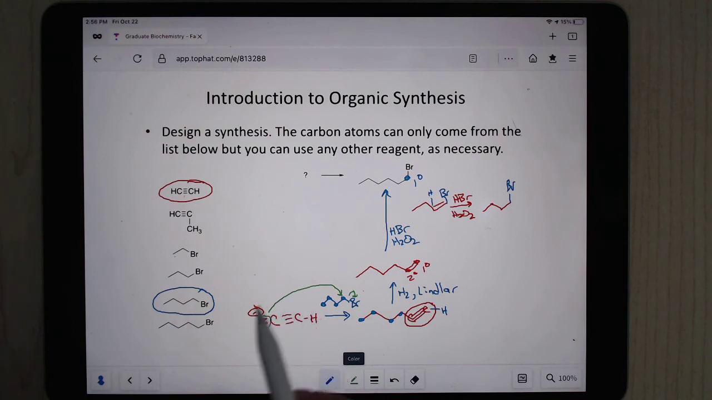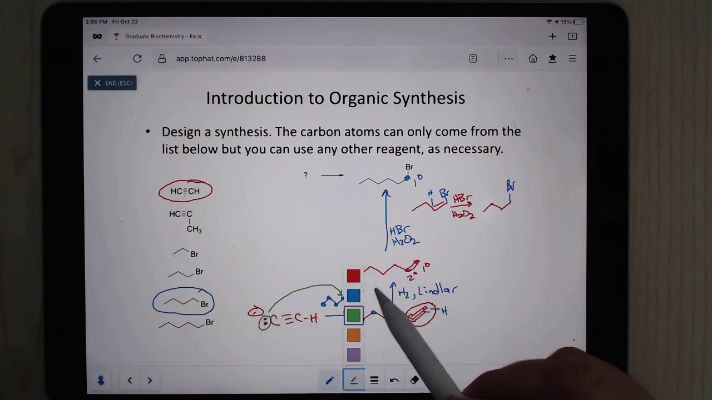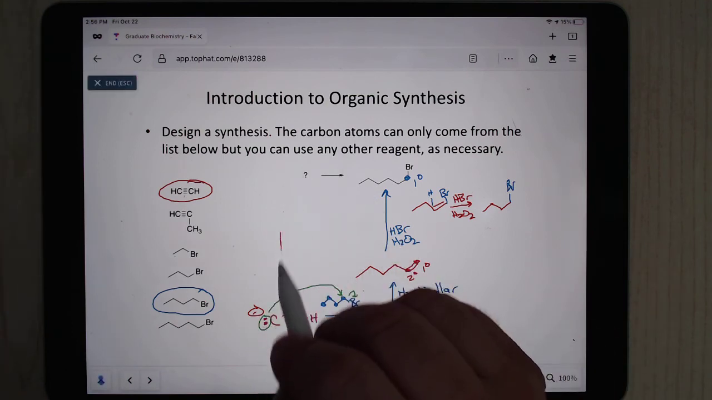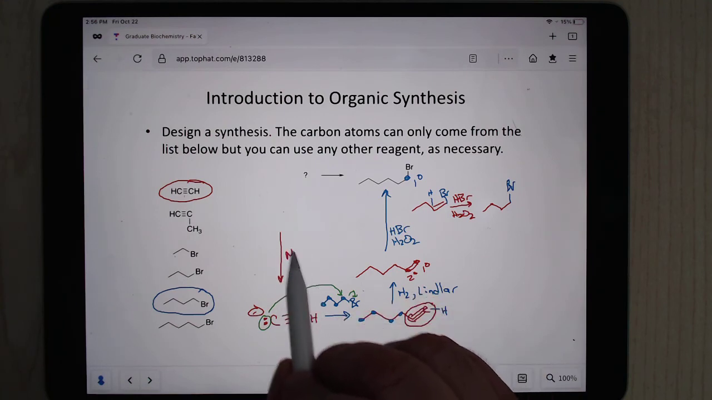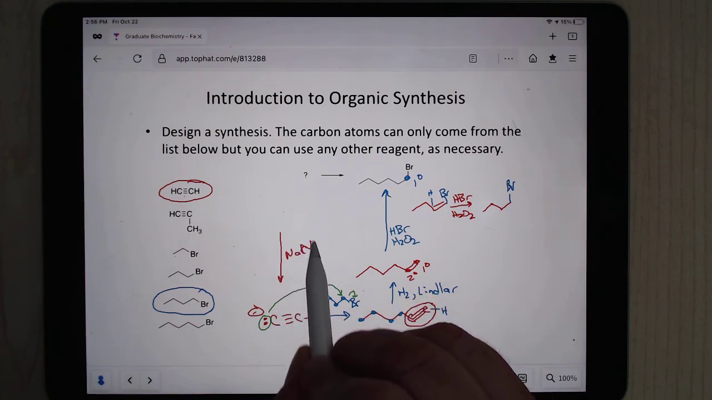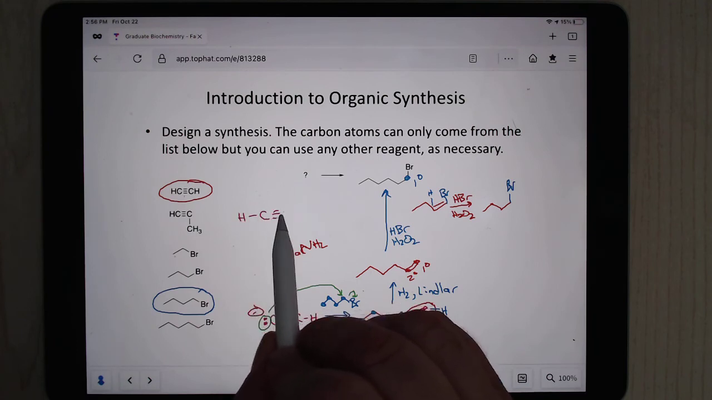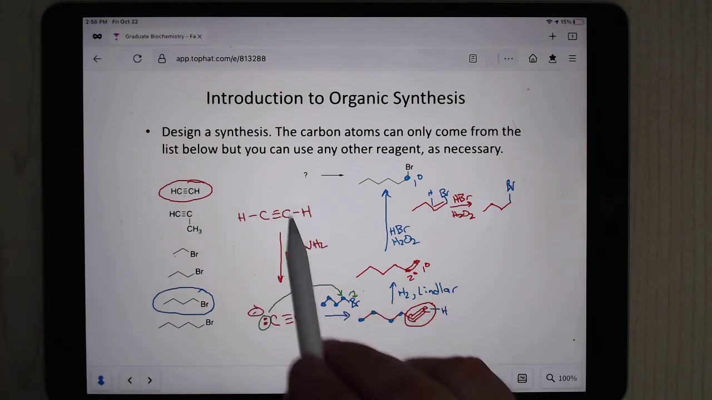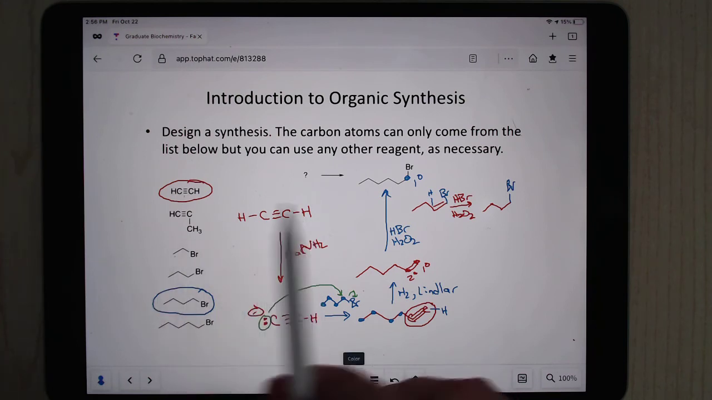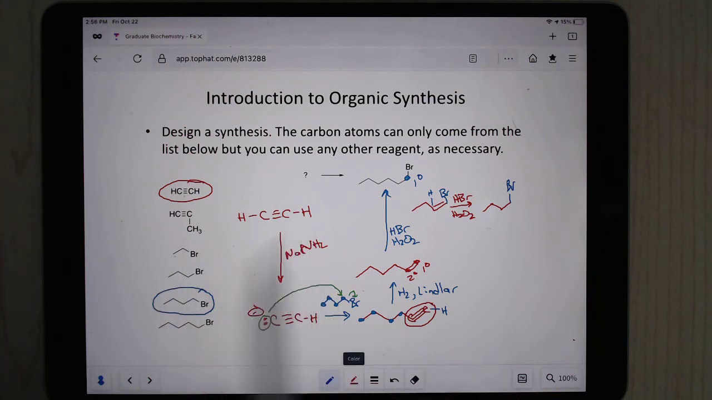So how do we make this? Well, we can come in here with the presence of sodium, sodium amide. Now you could have taken off this one, that's fine, as long as you only take off one. And that's our synthesis.